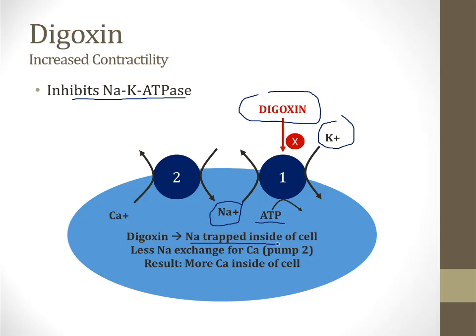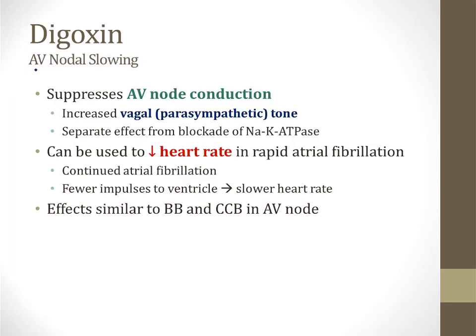There are other pumps in the membranes of cardiac myocytes that extrude calcium in exchange for sodium. In other words, they bring sodium into the cell and send calcium out of the cell. These pumps will become less active when there is sodium trapped inside of the cell because of inhibition due to digoxin. Thus, there will be less sodium exchanged for calcium via pump number 2, shown in this diagram on the screen. The result is that more calcium is left inside of the myocytes, and that is what leads to increased contractility.